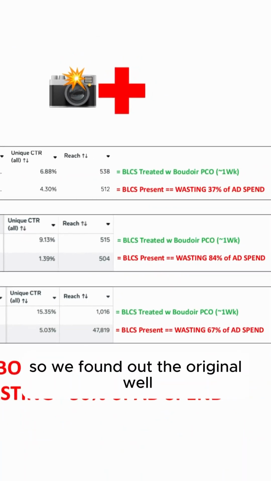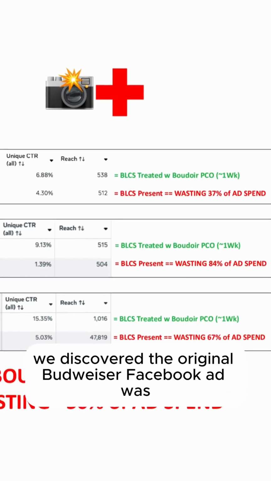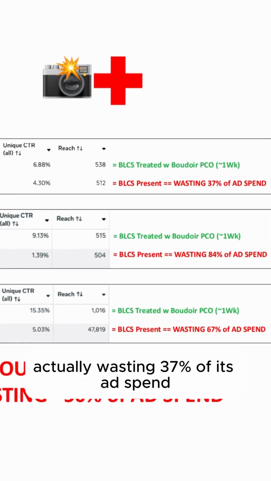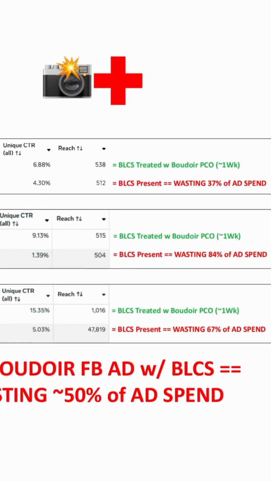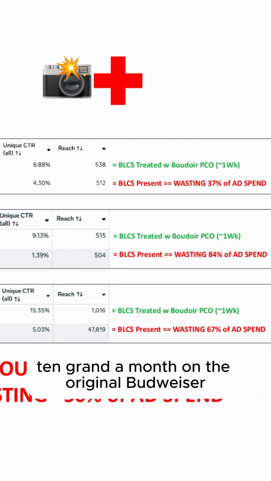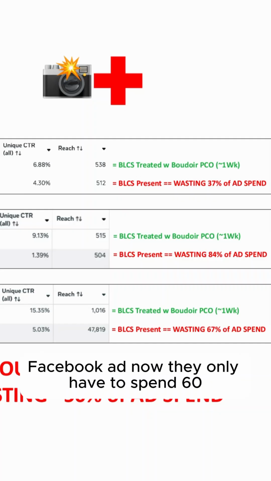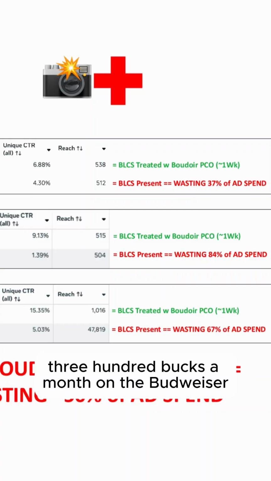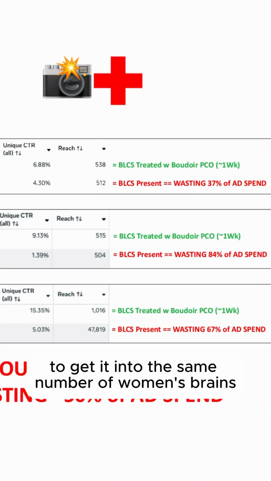So we discovered the original Boudoir Facebook ad was actually wasting 37% of its ad spend of what it could have been achieving. That means they were spending 10 grand a month on the original Boudoir Facebook ad. Now they only have to spend $6,300 a month on the Boudoir PICO treated ad to get it into the same number of women's brains.